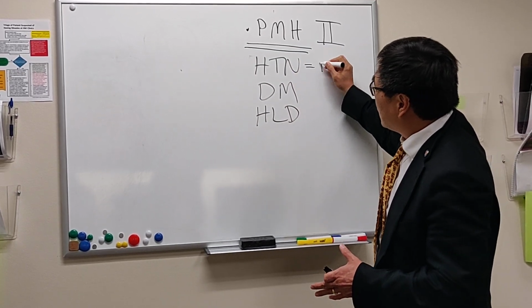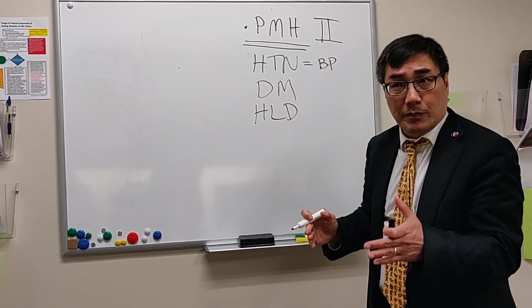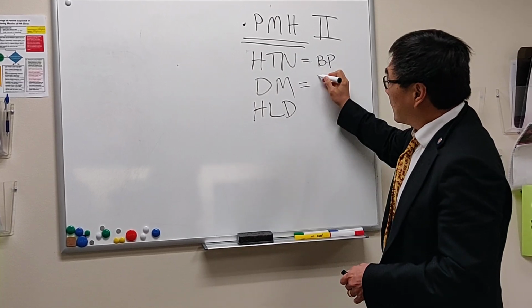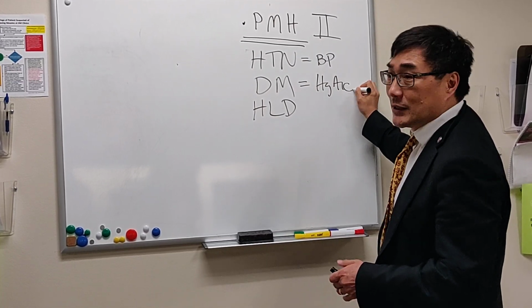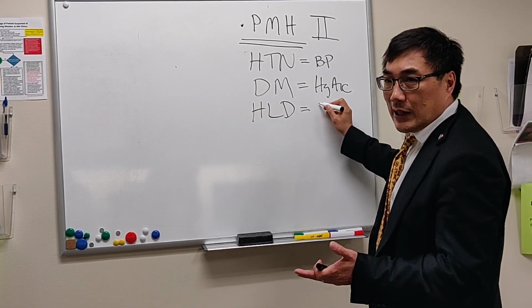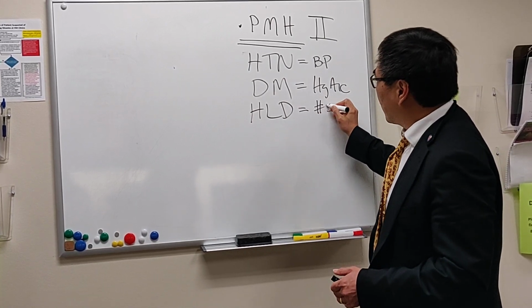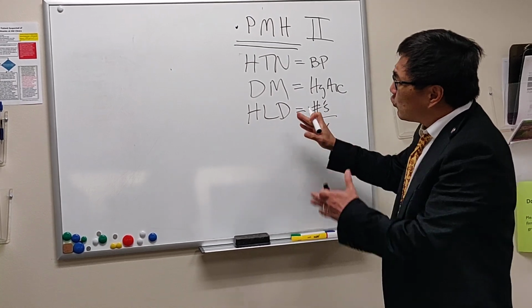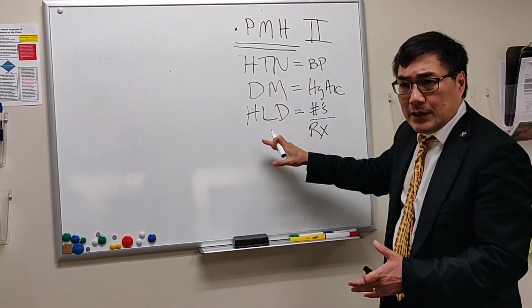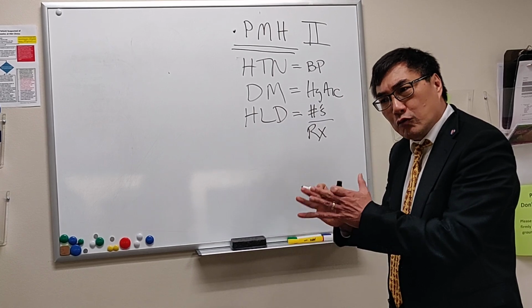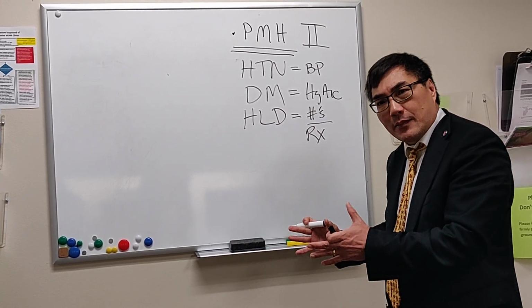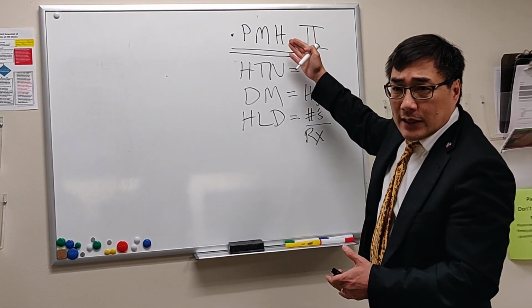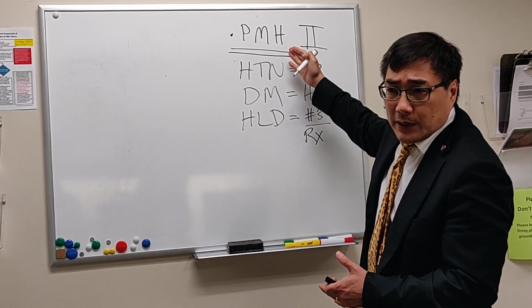And so for hypertension, we'd like to know what their last and current blood pressure is. For diabetes, we'd like to know what their hemoglobin A1C is. For hyperlipidemia, we'd like to know their numbers and whether they're currently on treatment, for example, statin therapy. Because if you just write hypertension, diabetes, and hyperlipidemia, you really haven't stratified the risk that whatever their neuro-ophthalmic problem is as being caused by their past medical history.